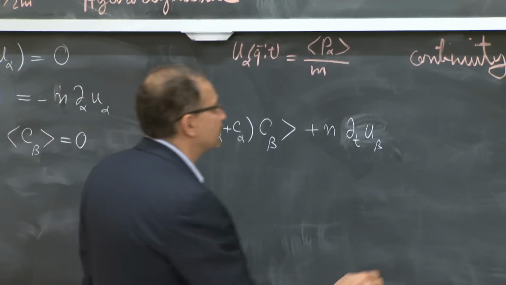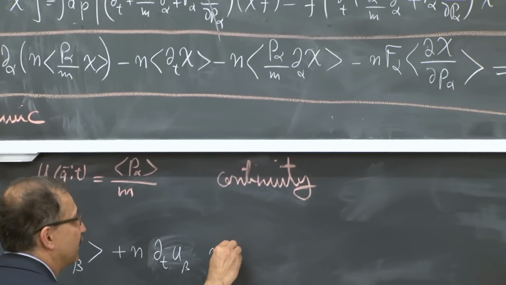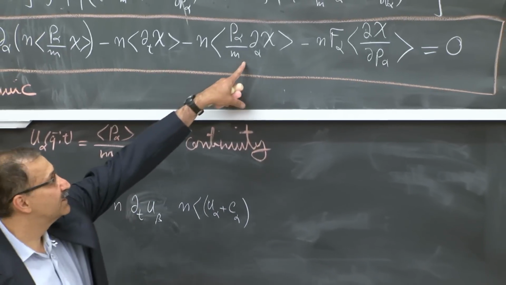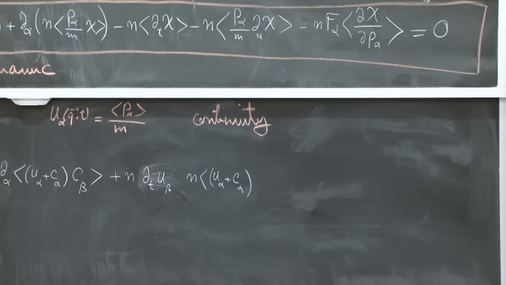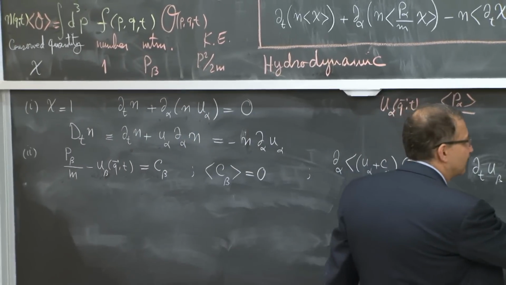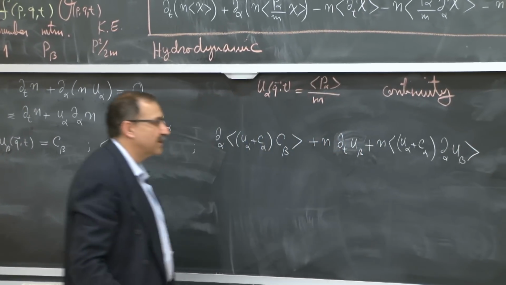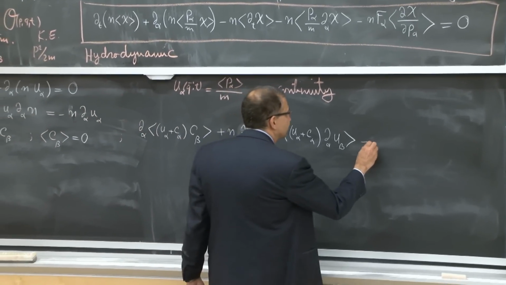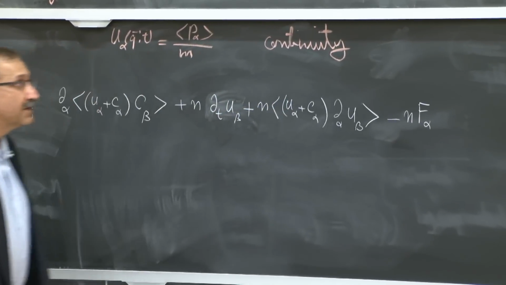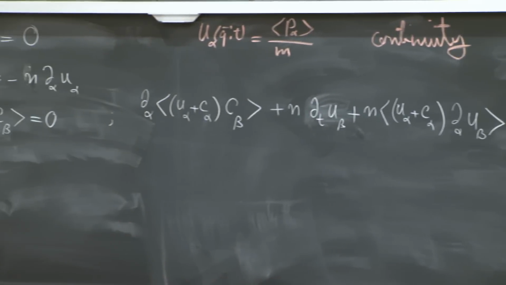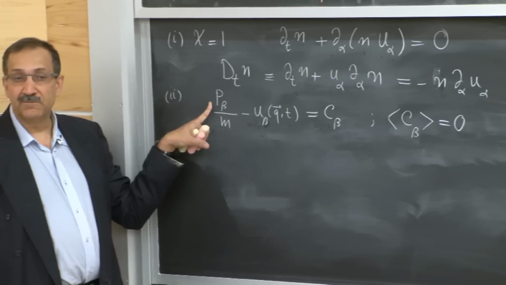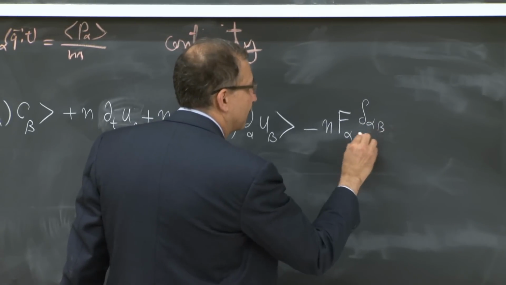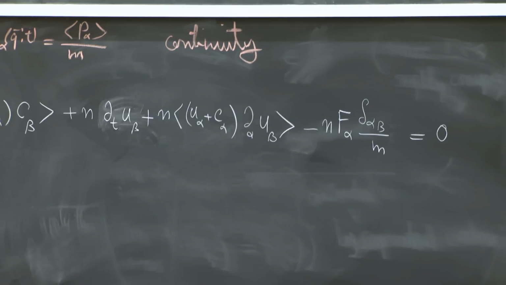Okay, what do we have for the next term? Let's write it explicitly. I have n p alpha over m, which I'm writing as u alpha plus c alpha. And then I have the position derivative of c beta, and that goes over here. So I will get d alpha of u beta with a minus sign, so this becomes a plus. The last term is minus n f alpha, and I have to take a derivative of this object with respect to p alpha. Well, I have a p here. The derivative of p beta with respect to p alpha gives me a delta alpha beta. So this is going to give me delta alpha beta over m. And the whole thing is 0. Okay?